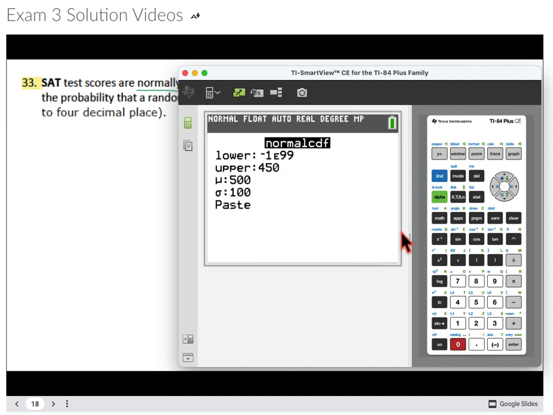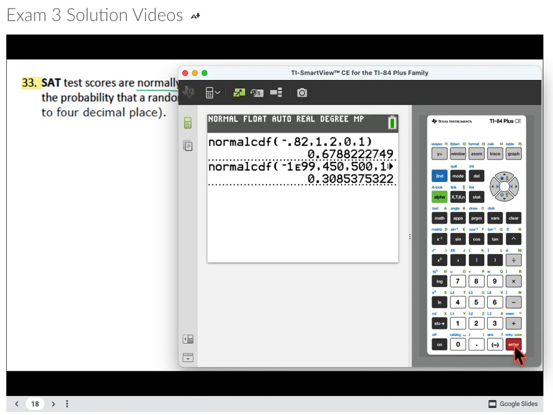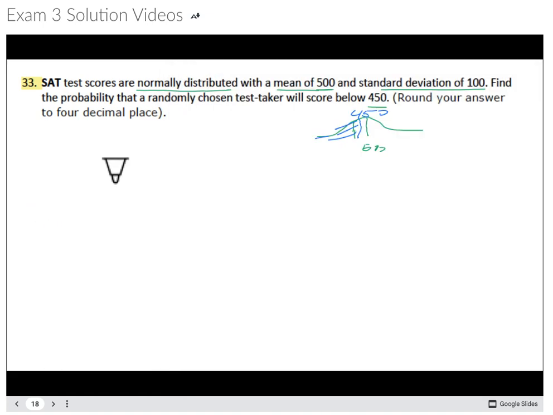Now we could also turn the 450 into a z-score if we wanted to, but we could do it this way, and we get 30.85%. To four decimal places, 0.3085.